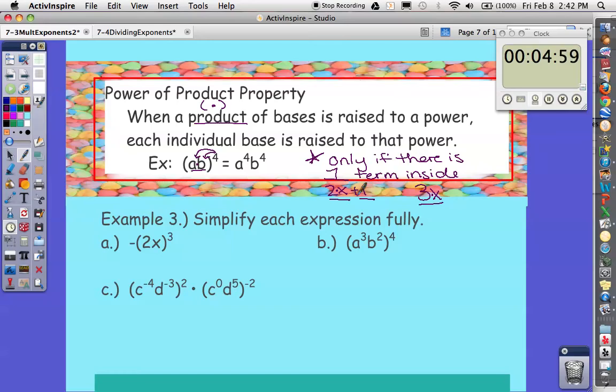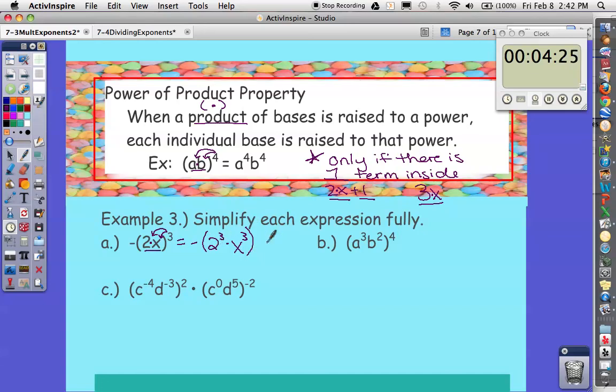Okay, so your example 3, guys, fill them in and try these ones. Notice these ones have a lot more going on now because we have 3 rules we've learned that we can apply. Let's do this first one together. The negative on the outside, I would just leave hanging out on the outside. What does this mean? Well, we have one term inside. There's only multiplication, so it's a product. We can give this exponent to each of those bases. So I'd have 2 cubed times x cubed. Let's keep evaluating.